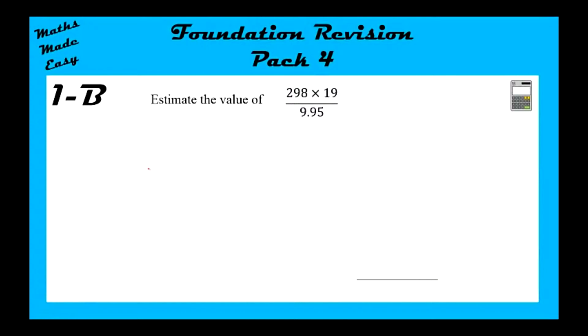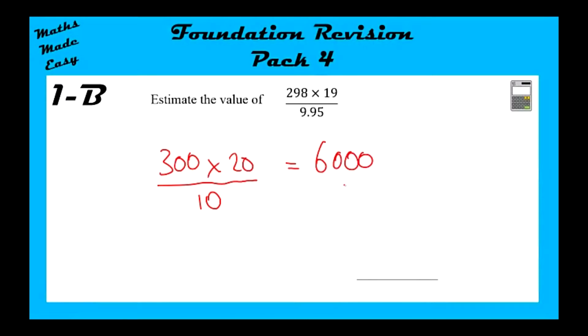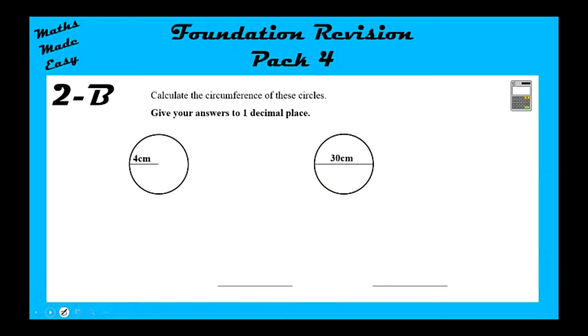So 1b, if you need this question and you got the previous one wrong and you want some more practice, goes like this. 298, that would round to 300. 19, that would round to 20, and the bottom 9.95, that would round to 10. So 300 times 20, 3 times 2 is 6, and there's 3 zeros, so 6,000 divided by 10, and that is 600. So an estimation of this is 600.